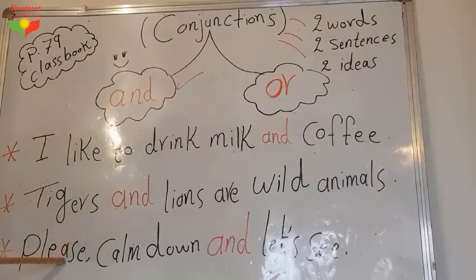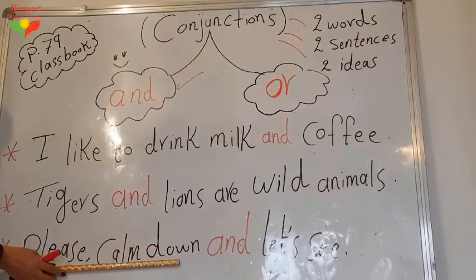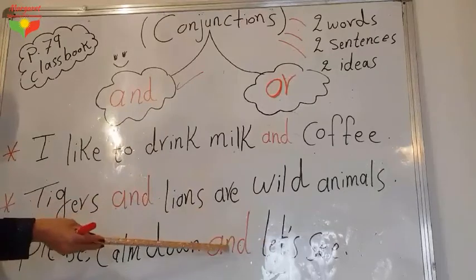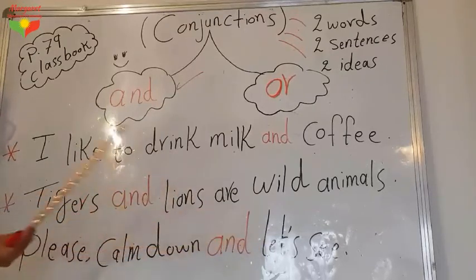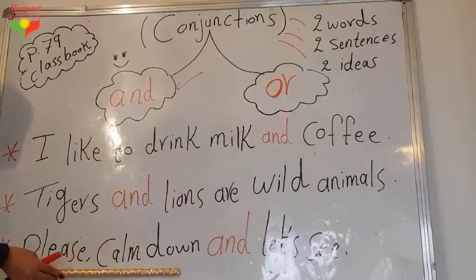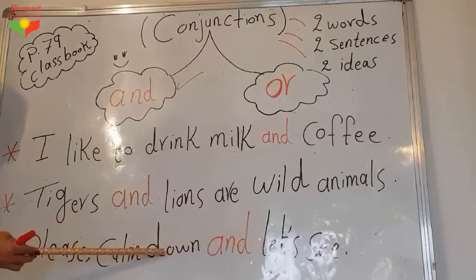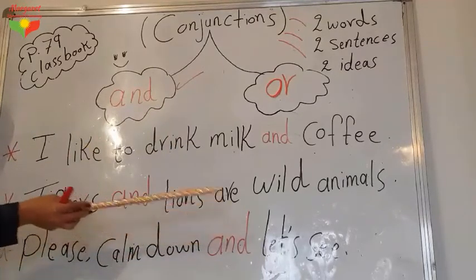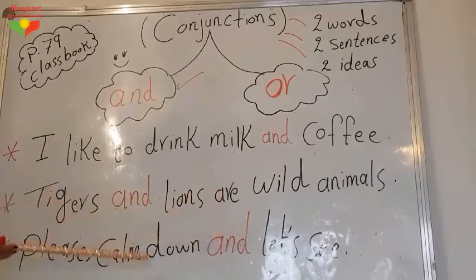But the third sentence is totally different from the first and the second. Why? Because in this sentence, "and" joins two short sentences. If you pay attention, please calm down. This is the first short sentence, and this is another really short sentence. So "and" combines these two short sentences together. We have this sentence first, then we added this short sentence as well, to make it longer, to explain more. So we use "and" as a conjunction to combine these two sentences together.